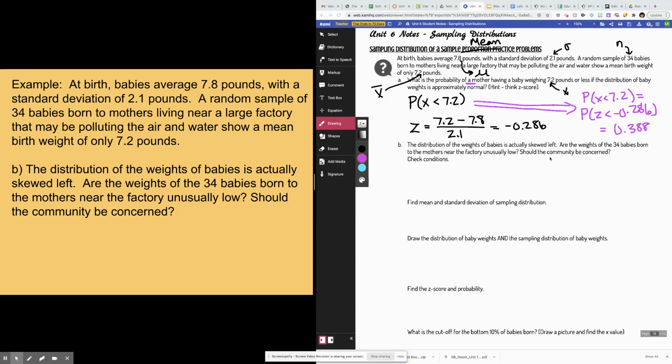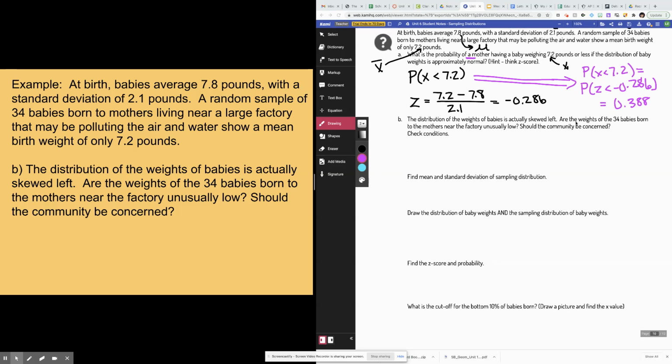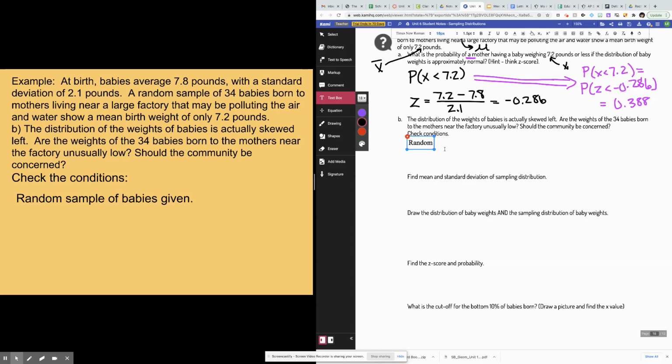Okay, so what we're going to try to figure out now by working with our sampling distribution is, having a sample mean this low of 7.2, is that concerning? So first thing that we need to do is check our three conditions. Just as a reminder, your three conditions are the randomness, which is true. They said it in the problem that this was a random sample, so you can literally just say simple random sample stated in problem.